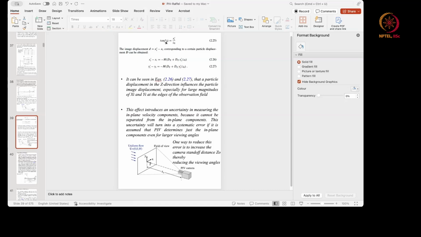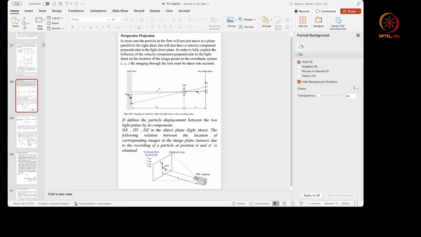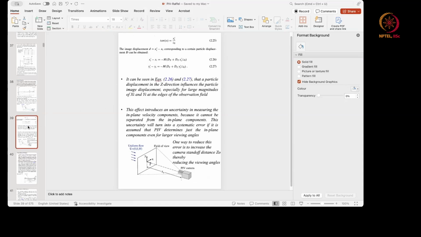So the larger the viewing angle, the larger this tan alpha is, and this value will go up. As a result of that, you will have even more systemic error creeping into the system.